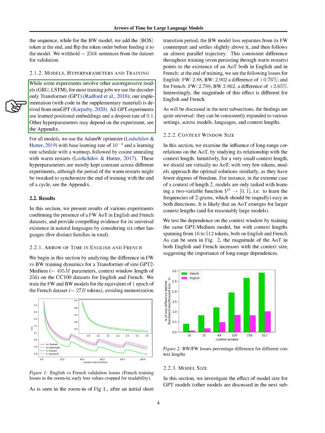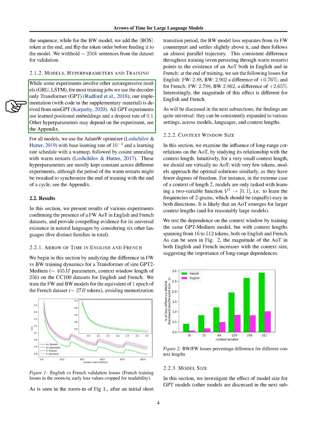Starting with English and French, we analyzed how models trained in the forward, FW, direction compared to those trained backward, BW, using a GPT-2 medium model with about 405 million parameters and a context window of 256 tokens. We trained both FW and BW models on the CC100 datasets for English and French for what amounts to 1 epoch of the French dataset, which is about 27 billion tokens, to avoid the models just memorizing the data.